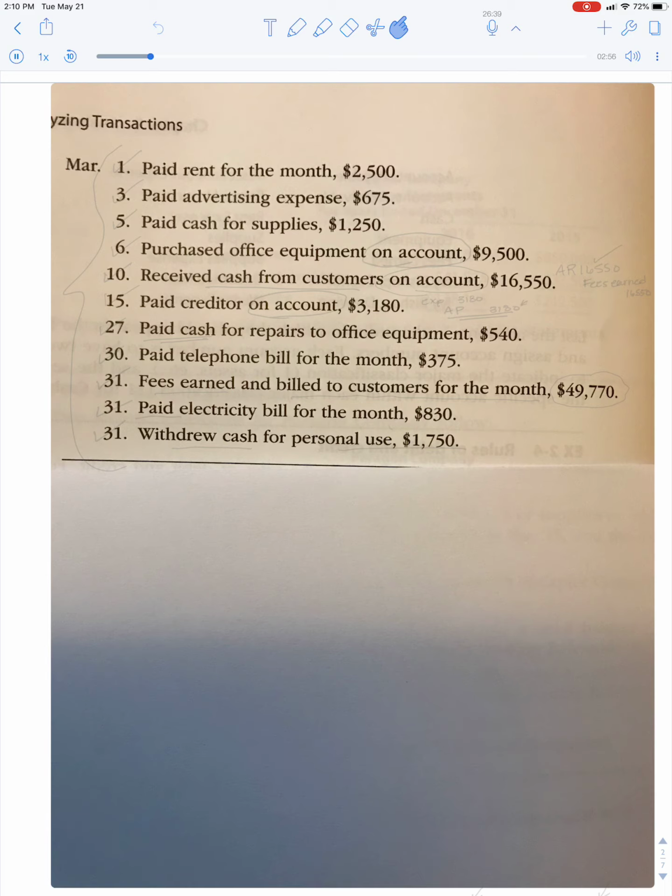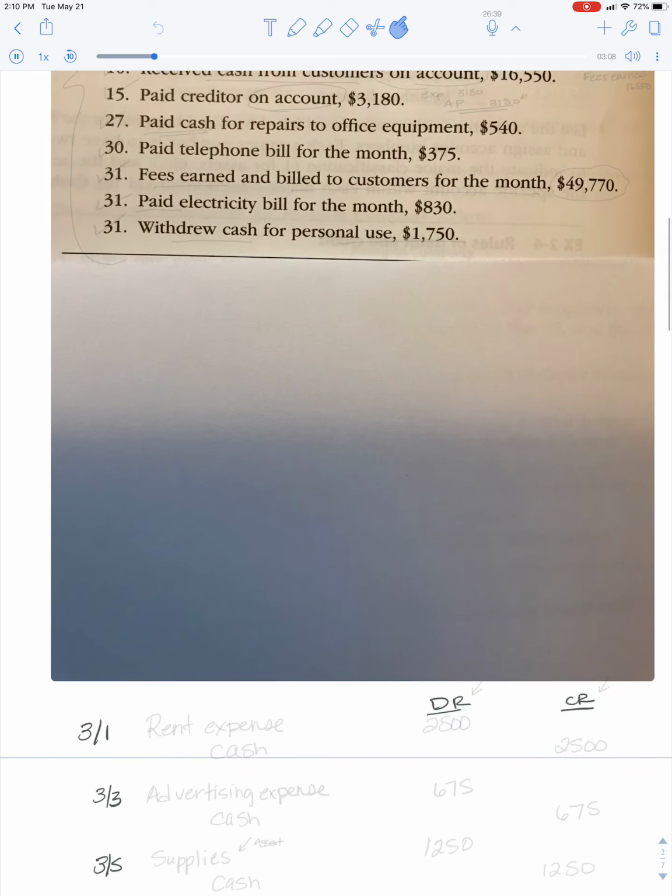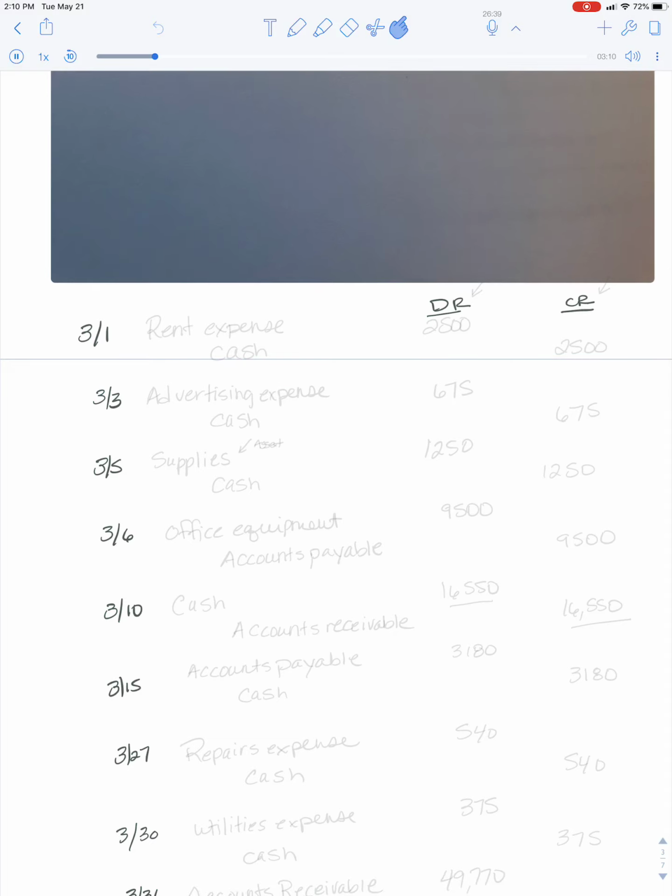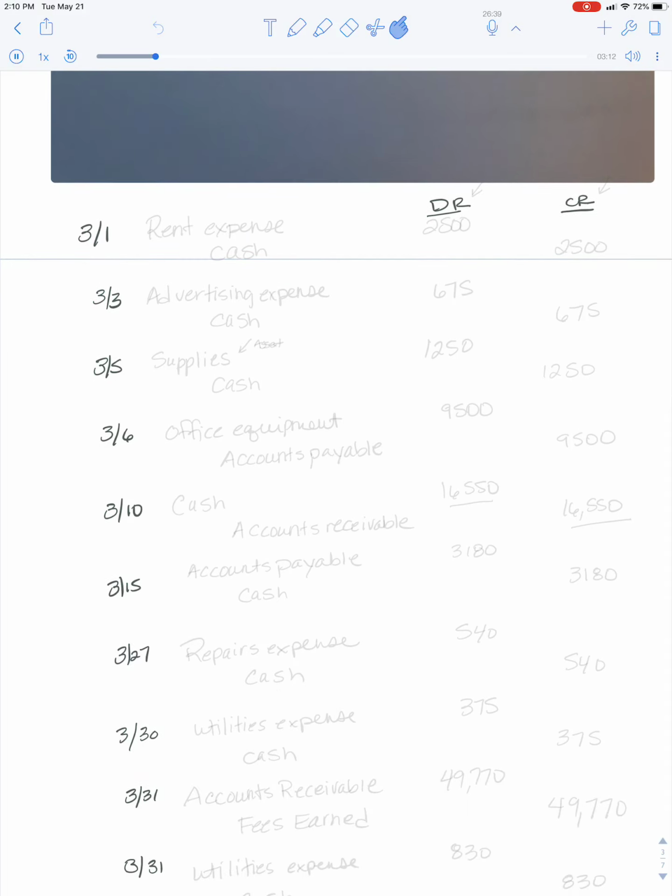So in March, we paid rent for the month. So we're going to pay cash out. So cash is usually a good place to start. What did we do with cash? Well, because we paid for something, cash went down. Since cash is normally a debit because it's an asset, to make it go down, you're going to credit cash. So I'm going to put cash as a credit for that $2,500.